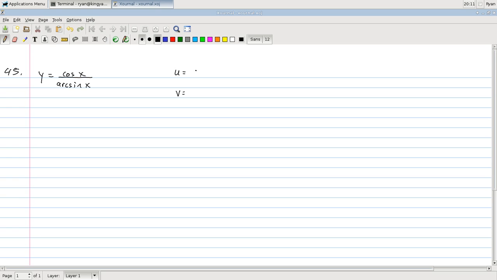U is cosine x. So its derivative, the derivative of cosine x, is negative sine x. V, the denominator, is arcsine x. And so its derivative, v prime, is 1 over the square root of 1 minus x squared.